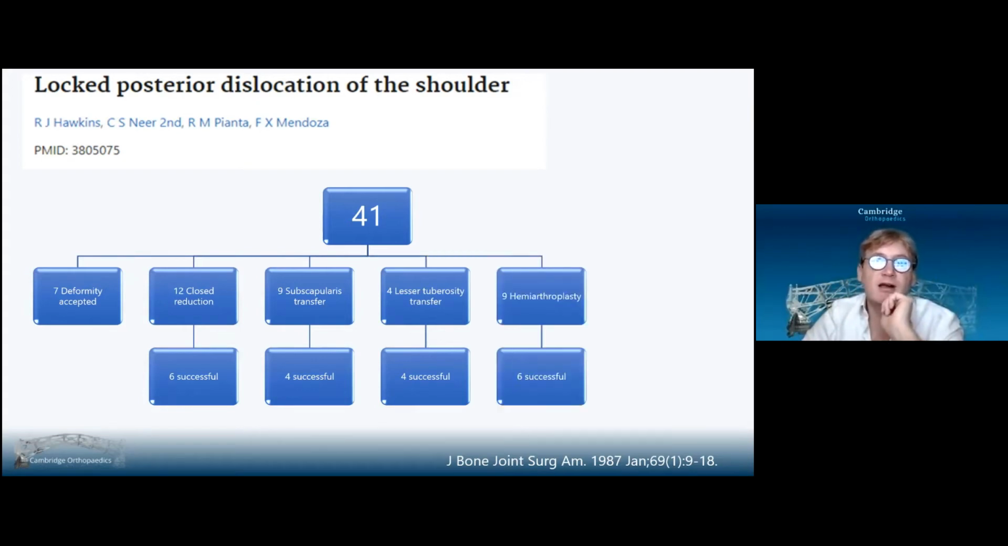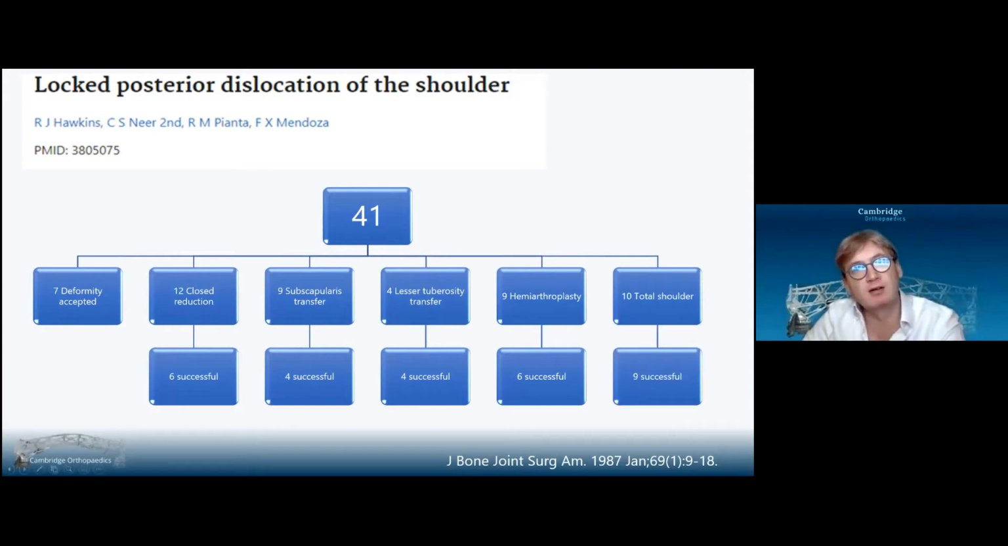9 had a hemiarthroplasty, 6 were successful, 10 had a total shoulder, and of that, they considered 9 to be successful. Now, watch out for arthroplasty in the presence of patients having seizures. Go back and read Robinson's article and read about the difficulties of treating shoulder instability in that population group that's continuing to have seizure activity.